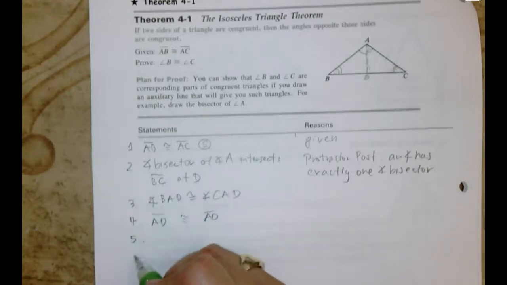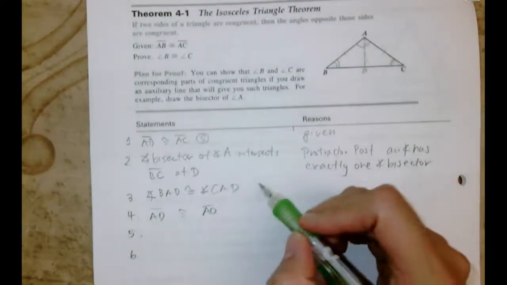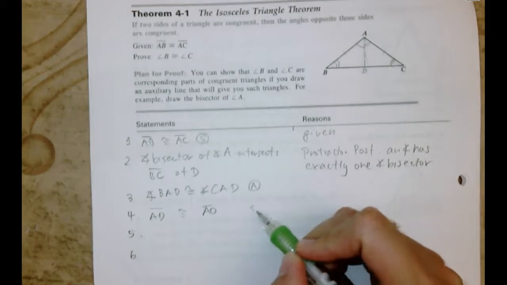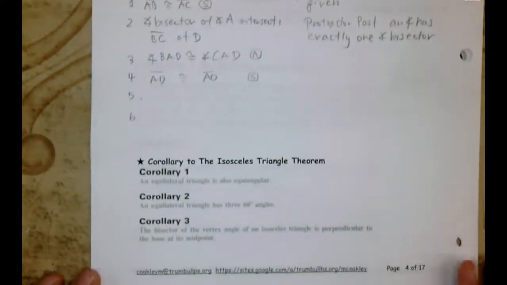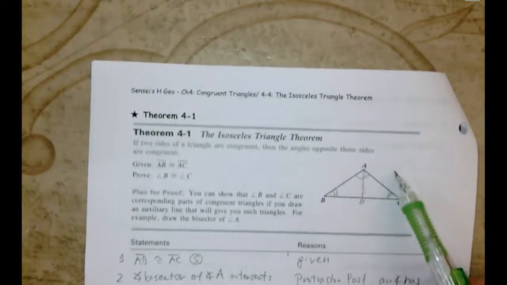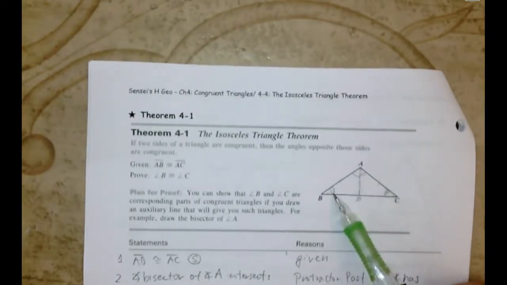And 5 and 6, I think you can do the statement and the reason both for 5 and 6. So here we got an angle here, and here we got a side, right? So you know what to do. Okay, and here are corollaries related to the isosceles triangle theorem. By the way, this is called the isosceles triangle theorem, which is that if the triangle is isosceles, the base angles are congruent.